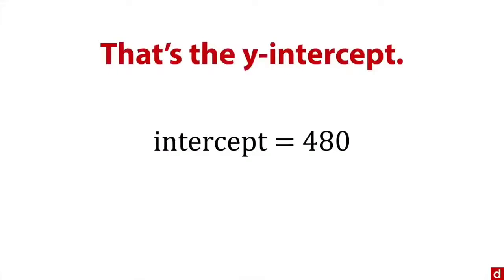So when we've discounted the price to 0, when price is 0, then the expected sales is 480. Of course, that's not going to happen in reality, but it's necessary for finding the slope of the line. And so now let's get the slope.